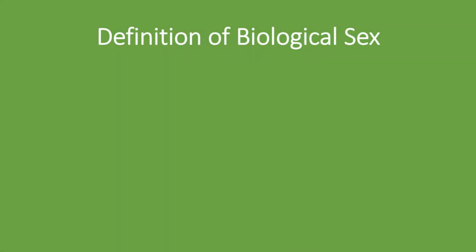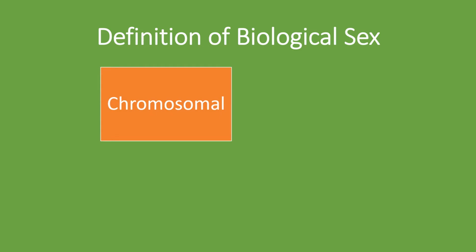The definition of biological sex can be a bit tricky, but it's usually done on the basis of chromosomes, anatomy, and/or the gonads. The chromosomal basis is defined by the structure of the 23rd chromosome pair, also called the sex chromosomes. Females typically have two X chromosomes, while males have X and Y.